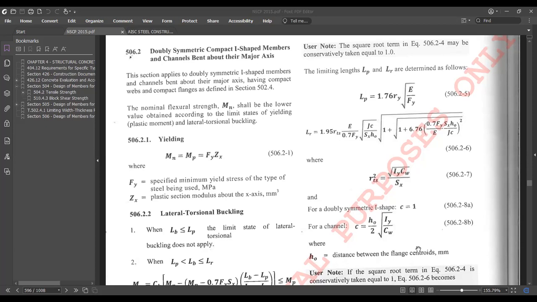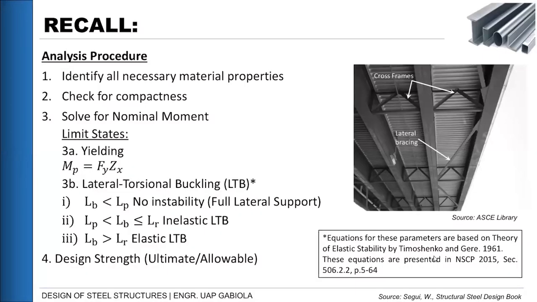After identifying our nominal capacity, the next thing to do is to determine our design strength, depending on whether the problem requires the ultimate moment. So we just need to multiply our Mn by phi, or our 0.9 for flexure. And if we are using allowable, we just need to divide it by our safety factor of 1.67 to get the allowable moment capacity, depending on whether LRFD or ASD is asked of us. Right? So let's go back to our example.